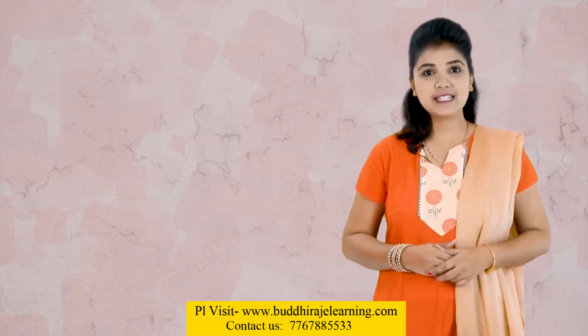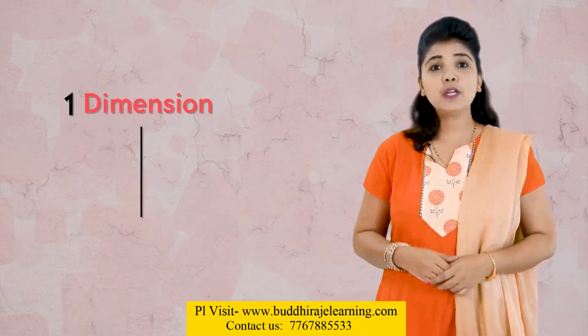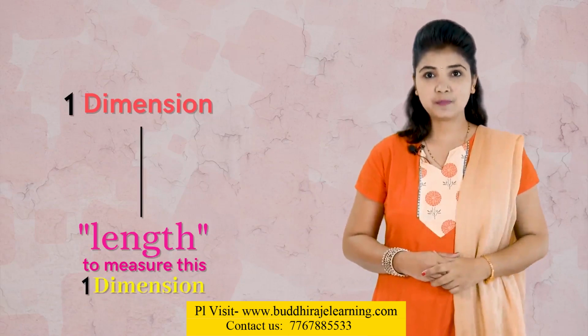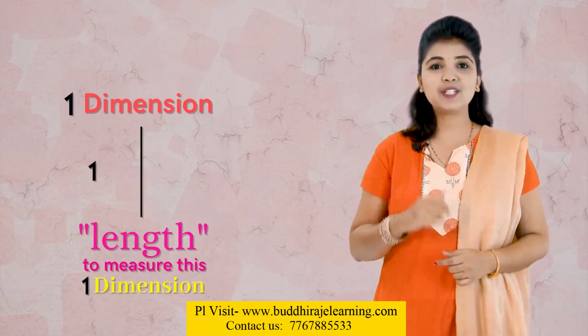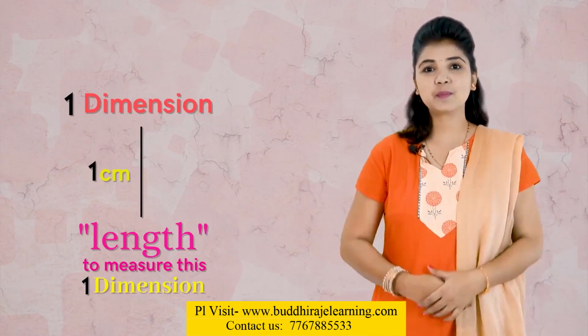Let us first understand the one dimension, such as a line. We use a dimension called length to measure this one dimension. Now, if we measure this line, then its length is 1 centimeter. Centimeter is the unit of measuring the length.